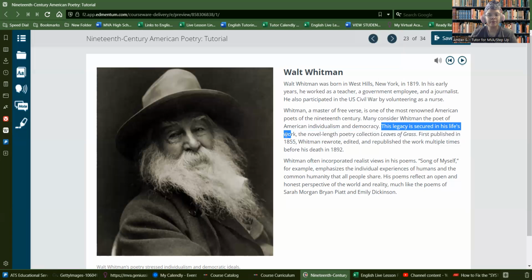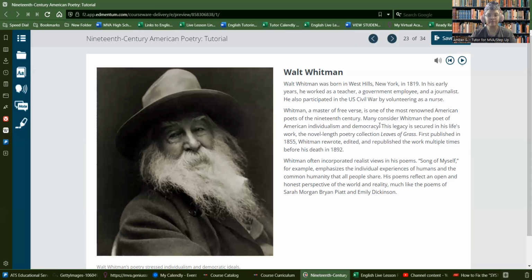And it was first published in 1855 in his novel-length poetry collection. And that book is called Leaves of Grass. And it says he rewrote, edited, and republished the work multiple times before his death in 1892. So that also tells you that he was very strongly in charge of his writing, whereas Emily Dickinson had to have family members publish her work after she passed away. Walt Whitman definitely published his work. He was very popular and he could afford to go back and republish it several times after making changes.